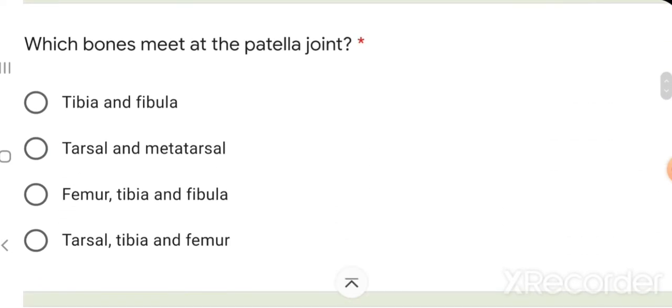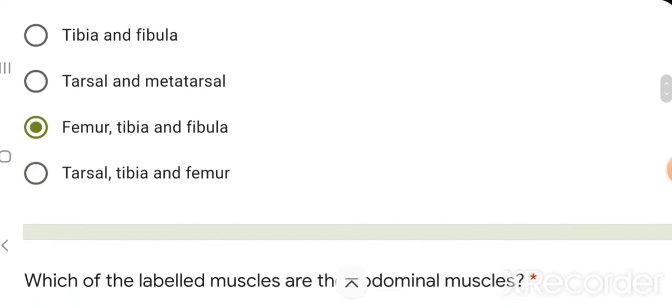Which bones meet at the patella joint? The patella is at the knee. So you have three bones, two at the bottom and one at the top, that join. Okay, it is the femur, tibia, and fibula.